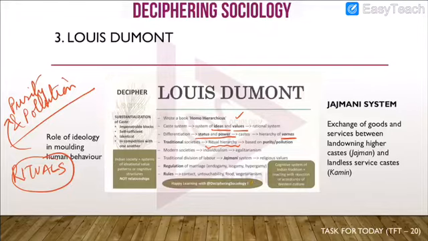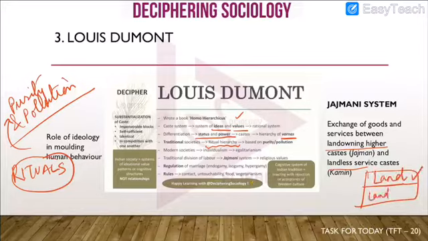He also said that the traditional system, the stratification was based on the Jajmani system. What was this Jajmani system? It was the exchange of goods and services between the land-owning higher caste and the landless service caste. So, how did Louis Dumont define structure of a society or stratification? On the basis of two classes. First one was which had land, and second one was which did not have land.